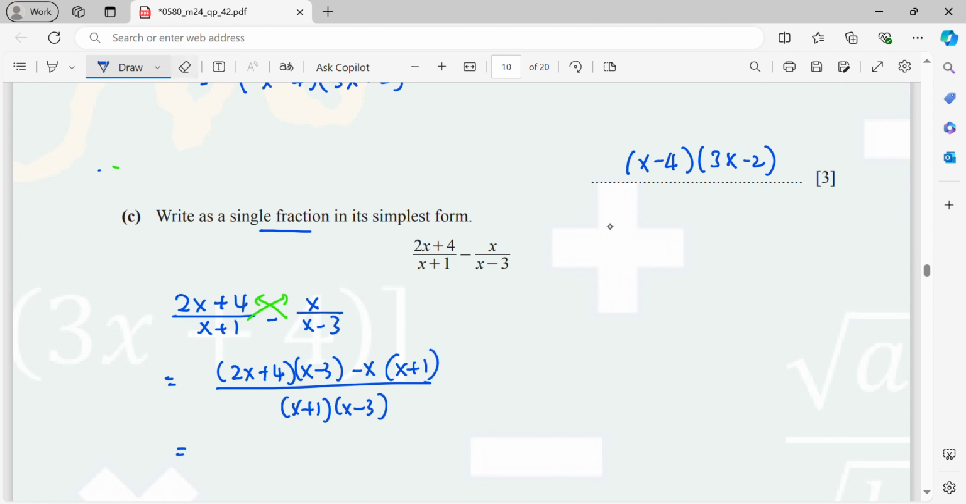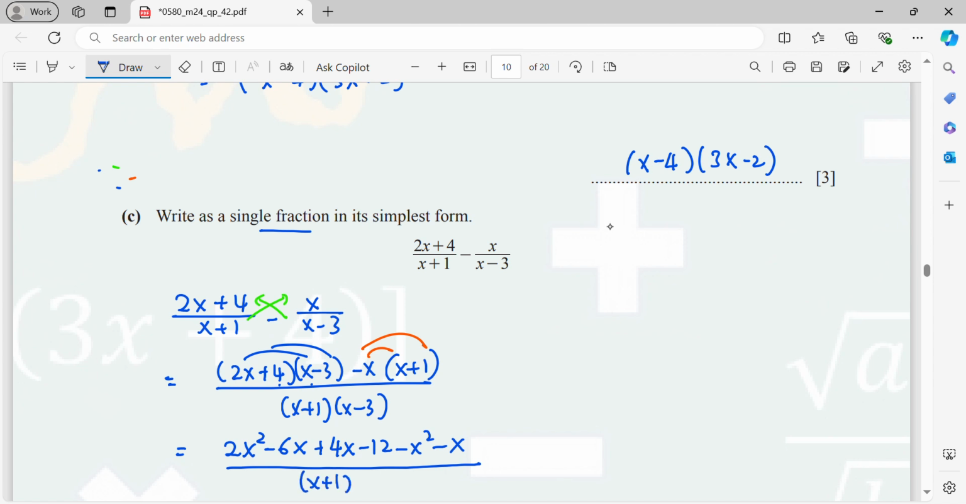Now you do the expansion because we need to simplify. When you do expansion, I will get 2x squared. 2x times minus 3 is minus 6x. 4 times x is plus 4x. 4 times minus 3 is minus 12. The same goes to the other one, so just do expansion. Here you will be getting negative x squared minus x over. For the denominator, we never expand, so leave it as the two factors.